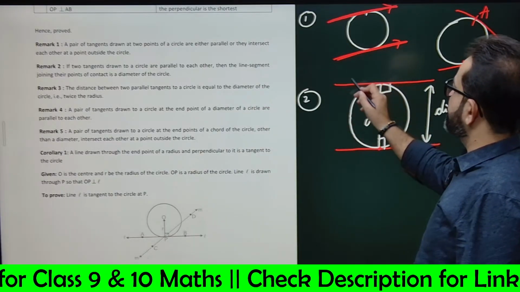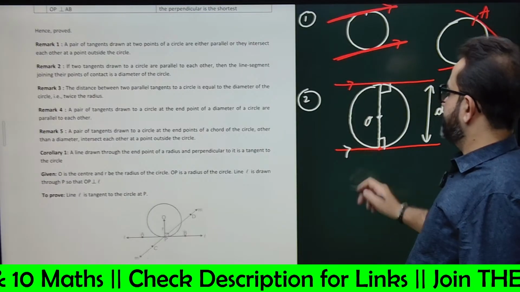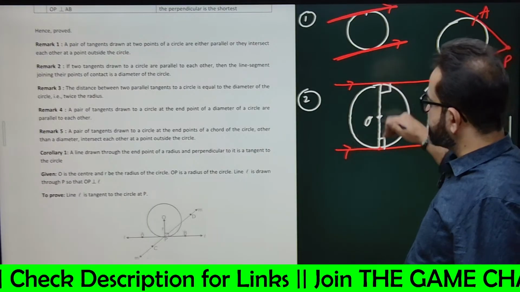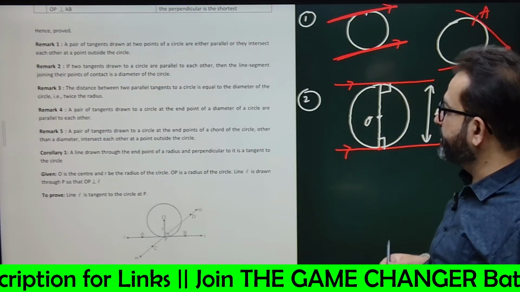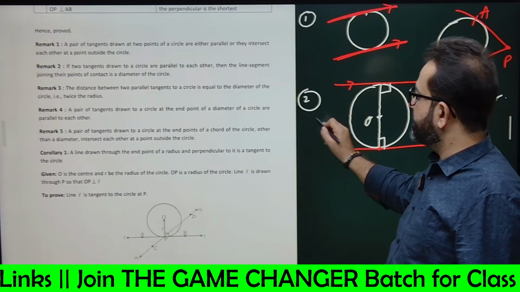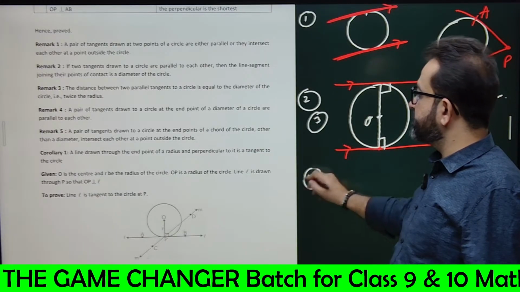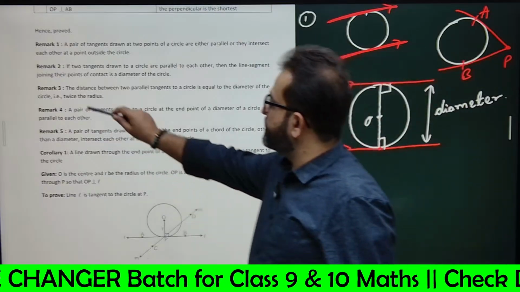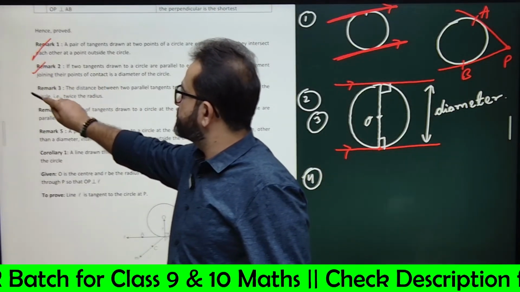If these lines are parallel, this distance has to be the diameter. Point number four. Points number two and three are combined here. Point number four, what does it say? We have done this point, this point, this point, now this point.